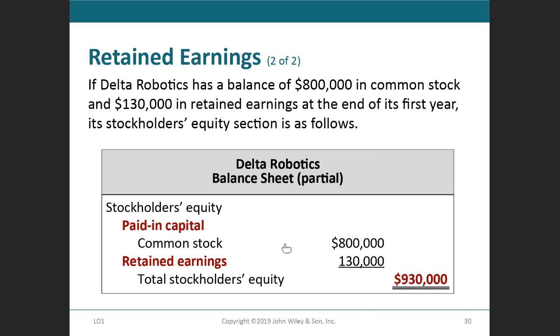Okay, so one more slide and then we take a break. You see here, the company has $800,000 in common stock, which is recorded here in the equity section, and you have the retained earnings. You know where these two numbers come from. The common stock comes from selling of the stocks, and the retained earnings comes from the operations of the business.